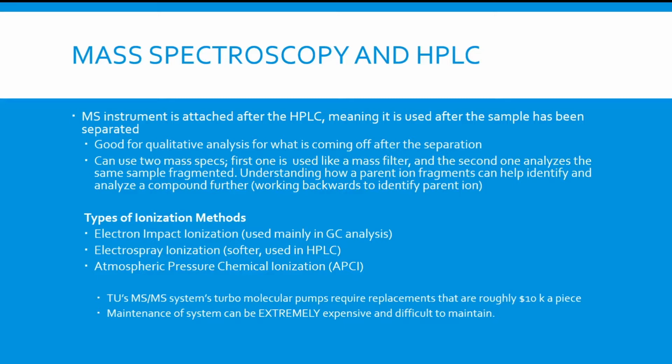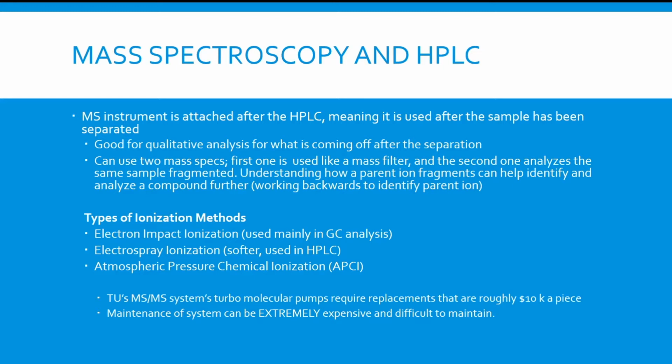Another ionization method that is used within HPLC is atmospheric pressure chemical ionization, or APCI. In GC analysis, a different method is used, which isn't really used in HPLC since it would fragment your parent ions before they even hit the mass spec. It's electron impact ionization, and it's typically used in GC.